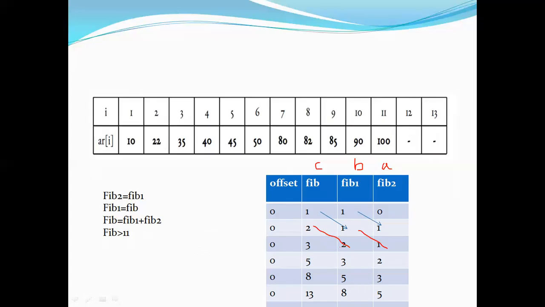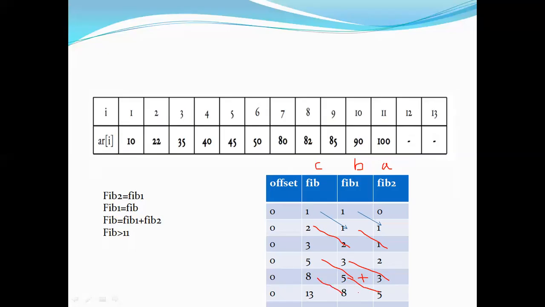Again, Fib2 is transferred here and 3 is transferred here, and 3 plus 2 is equal to 5. Every time the offset is equal to 0 only. Again 5 is not greater than 11. Next, 3 is transferred here, 5 is transferred here, and 5 plus 3 is equal to 8. 8 is also not greater than 11, so in the last step 5 is transferred here and 8 is transferred here.